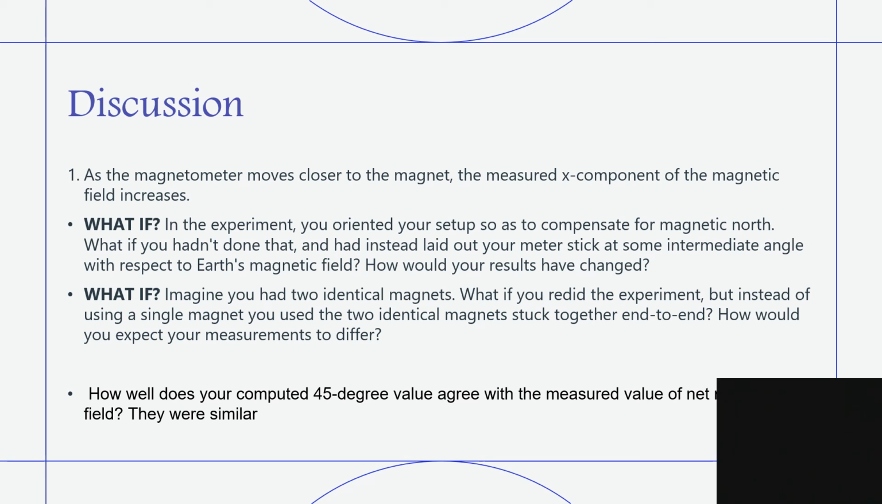If we had two magnets instead of one, the magnetic field would have been greater than what we had in this experiment. Both the computed and the measured values of the net magnetic field were very similar.